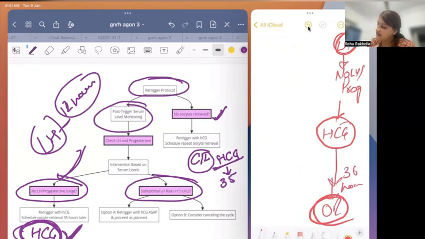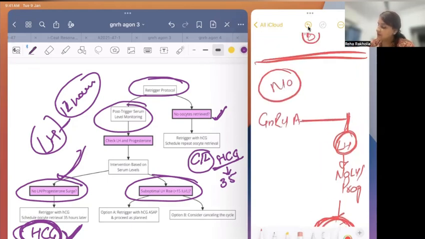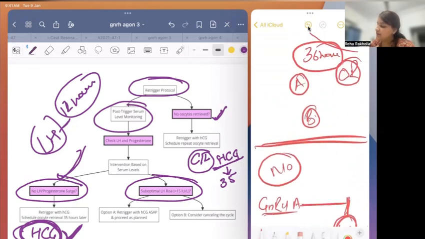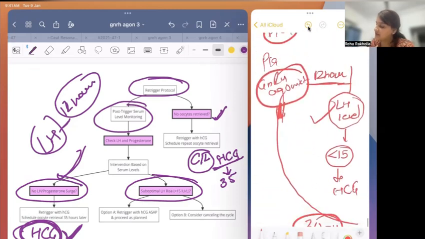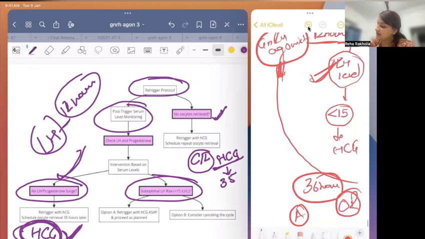Can you see the difference? Here we are doing it after 36 hours of HCG. We are not taking GnRH agonist for our oocyte retrieval, but here where there was a suboptimal surge, we are doing oocyte retrieval according to our first trigger, that is the GnRH agonist trigger.